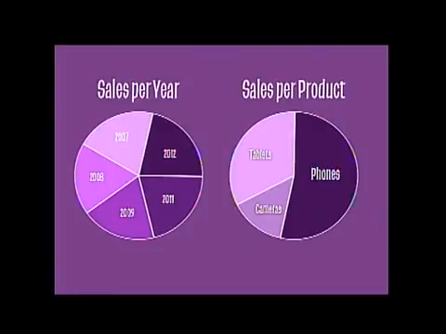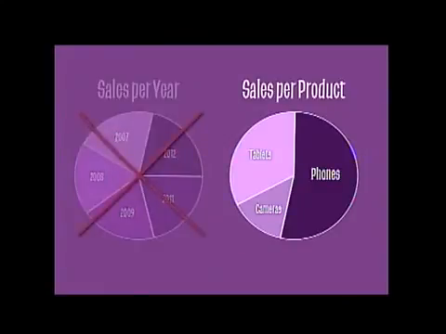One pie chart is showing sales per year, and the other one is showing sales per product. The one showing sales per year is pretty meaningless, because there might be sales before 2007 and there are sales after 2012, so it's not the entirety of the sales. So the whole idea of having a pie chart with slices is meaningless.